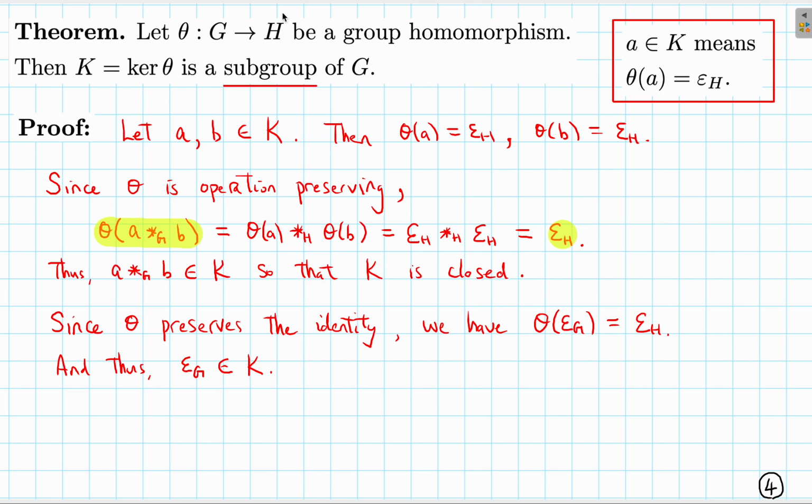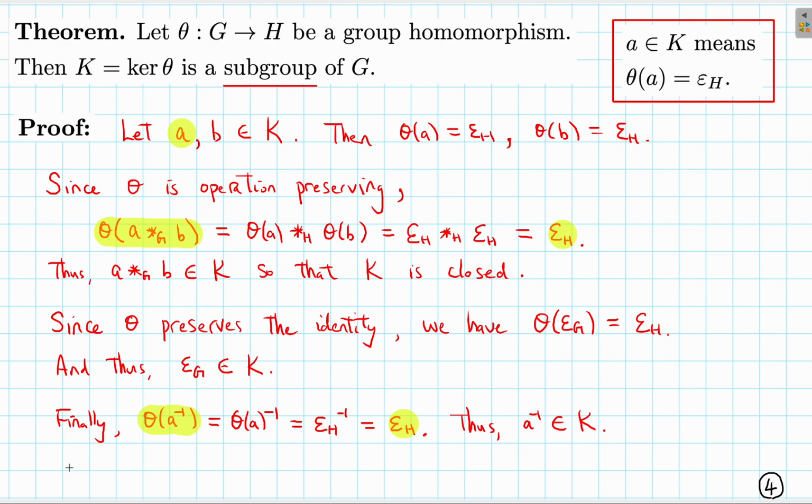And last but not least, inverses. So given an arbitrary element of the kernel, say A, we need to show A inverse is also in the kernel. So let's apply theta to A inverse and see what happens. So finally, we have theta of A inverse. Now we showed last time that this is equal to the inverse of theta of A. But we know that theta of A is equal to the identity. So this is equal to the inverse of the identity element of H, but the inverse of the identity element is just the identity itself. So we just showed that theta of A inverse is equal to the identity element, which tells us that A inverse is also in the kernel.